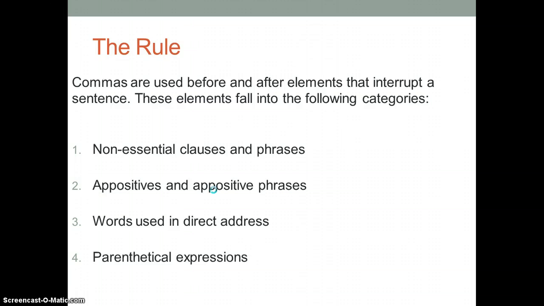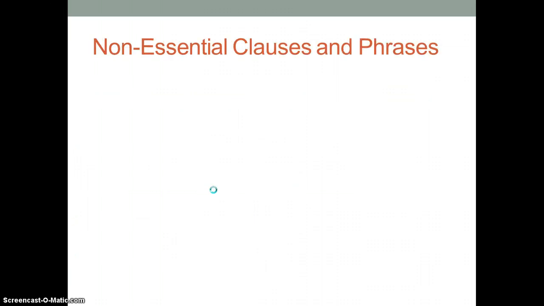As you can see, this is probably a pretty complicated rule because it has so many different categories, and within those categories you often have to decide whether or not to include the comma, which complicates it further. So this is probably our most difficult comma rule. Alright, let's start with non-essential clauses and phrases, the first kind of interrupter.